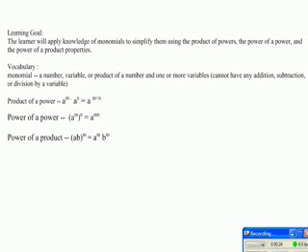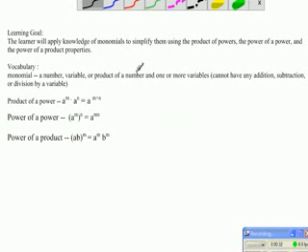Our vocabulary terms, there are quite a few of those. First one is a monomial. A monomial can be a number, a variable, or a product of a number and one or more variables. They cannot have any addition, subtraction, or division by a variable. Okay, you could have division with a number because you could turn that into multiplication. Like if it was divided by 2, you could say it's multiplied by 1/2. You can't do that with a variable.